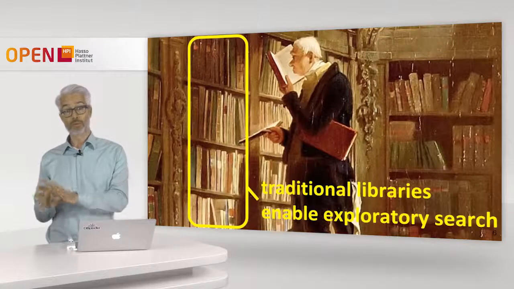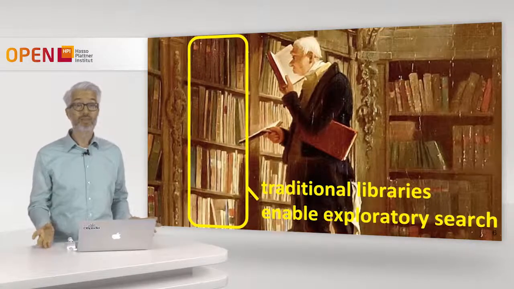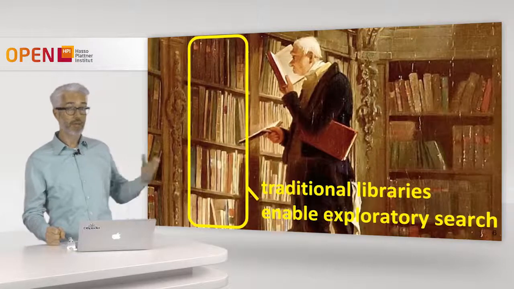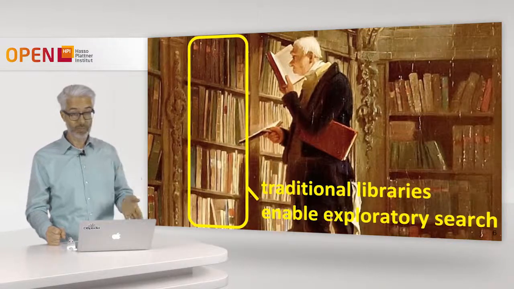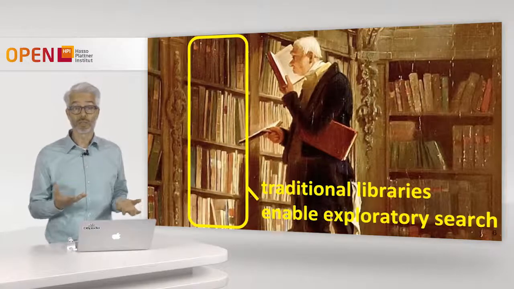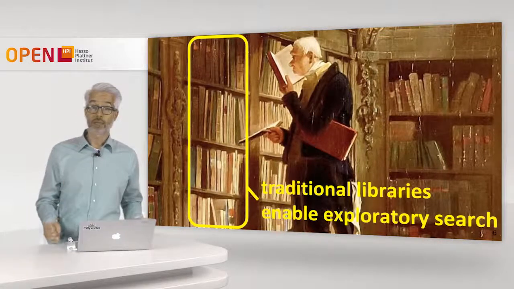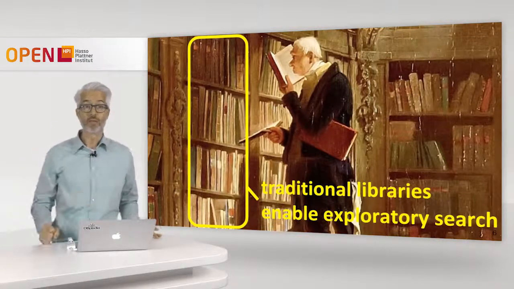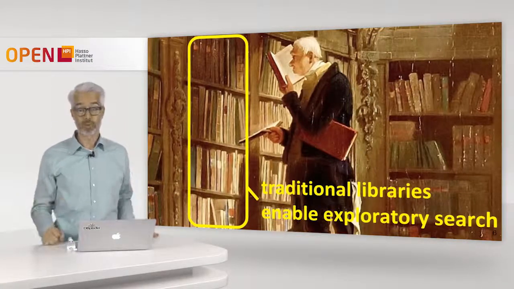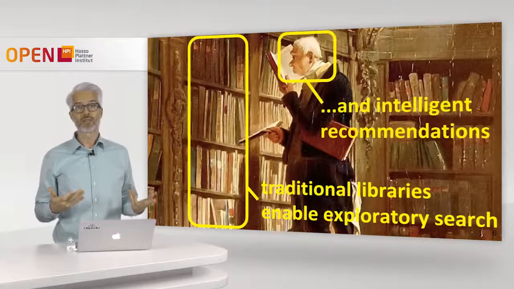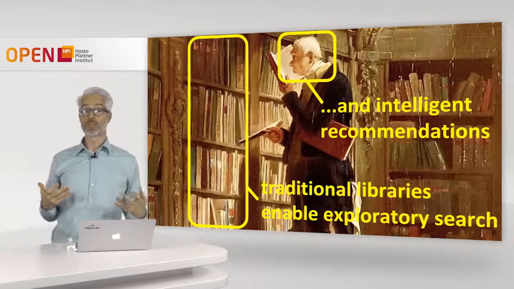And therefore, if you are interested in another book which interests you, and if you have read From the Earth to the Moon, then probably you will go to the shelf where you find this book and simply look to the left, to the right, above and below, and maybe you find something else which will be of interest for you. So traditional libraries, because of their organization with shelves, and you see the books in the shelves, enable exploratory search.